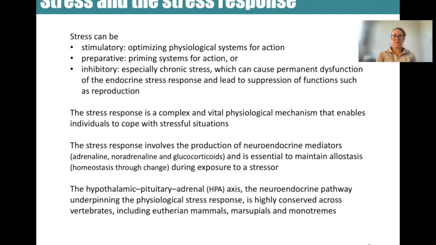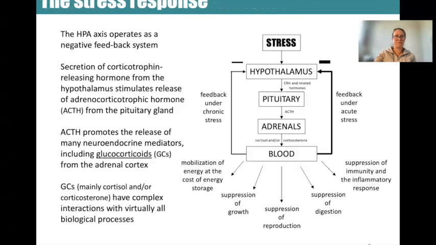So the hypothalamic pituitary adrenal axis, or the HPA axis, is the neuroendocrine pathway underpinning this physiological stress response. It's recognised to be highly conserved across vertebrates, including eutherian mammals, marsupials, and monotremes. The HPA axis operates as a negative feedback system.